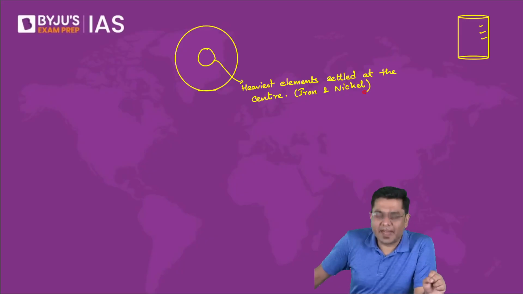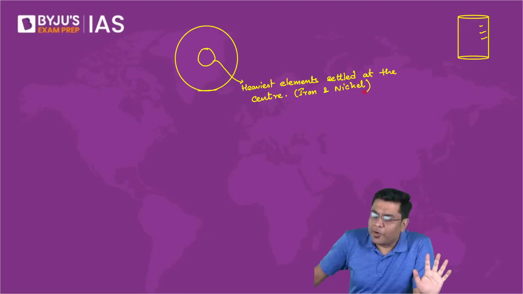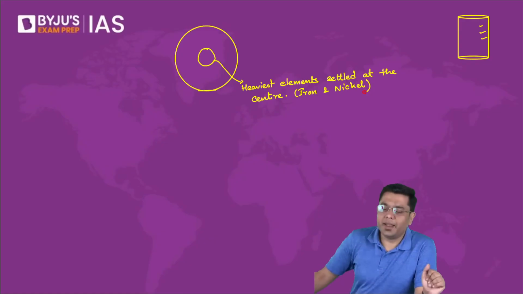Now, planet Earth was in a molten state. The heaviest materials, that is iron and nickel, settled at the bottom. Till today, they form the core. So, I hope till this point it is clear.